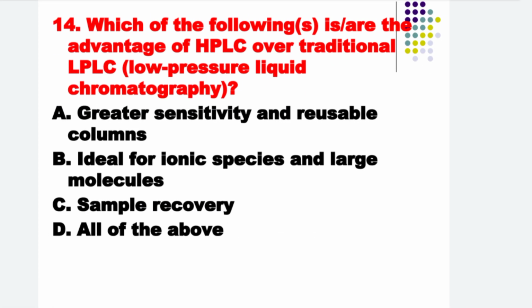Next is which of the following is or are the advantages of HPLC over traditional LPLC, low pressure liquid chromatography? Option A, greater sensitivity and reusable columns. Option B, ideal for ionic species and large molecules. Option C, sample recovery. And option D is all of the above. The answer is option D.